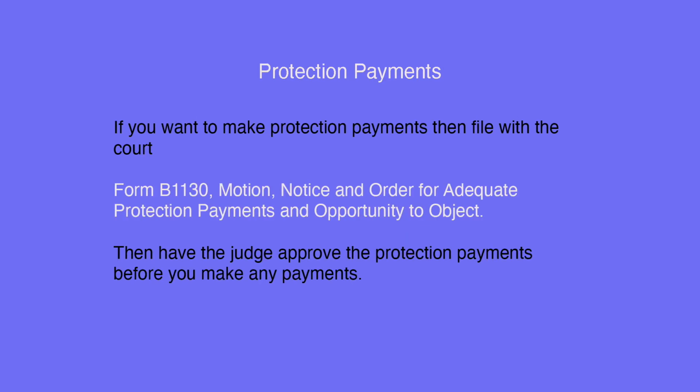If you do want to make protection payments, file with the court Form B1130, Motion, Notice and Order for Adequate Protection Payments, an opportunity to object. Then have the judge approve the protection payments before you make any payments.